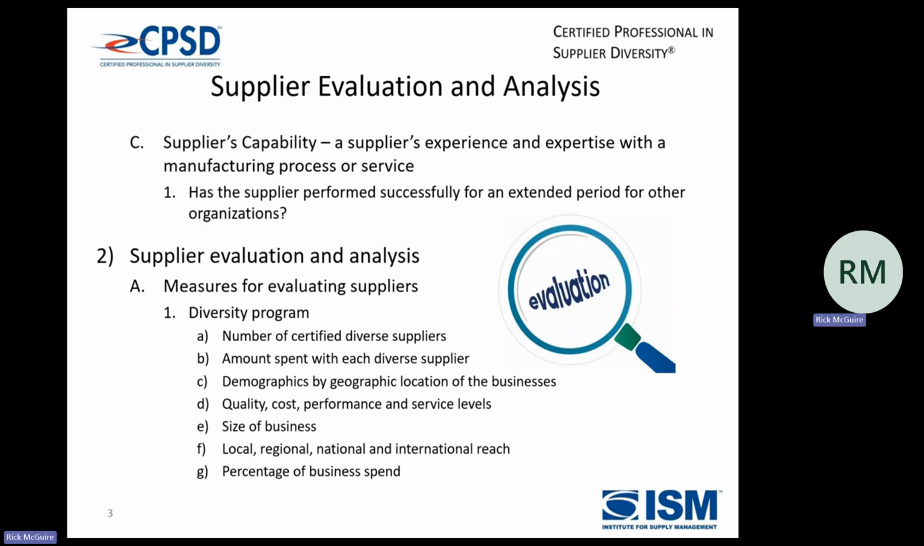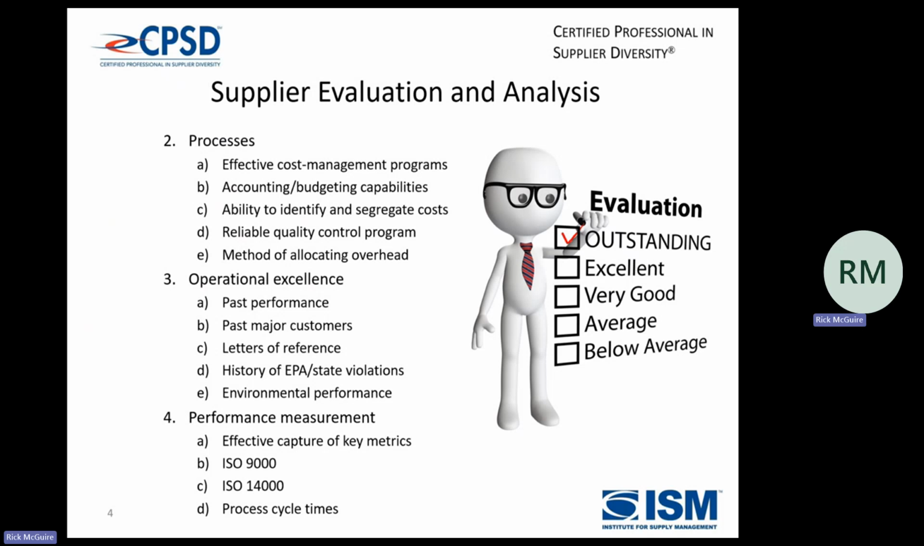Number of certified diverse suppliers, amount spent with each diverse supplier, demographics by geographic location of the business, quality, cost, performance, and service levels, size of business, local, regional, national, international reach, percentage of business spend. All of these can be KPIs for your dashboards. Processes, effective cost. Now, these would be for all businesses, all suppliers. Effective cost management programs, accounting, budgeting capabilities, ability to identify and segregate costs, reliable quality control programs, method of allocating overhead. How do they do it?